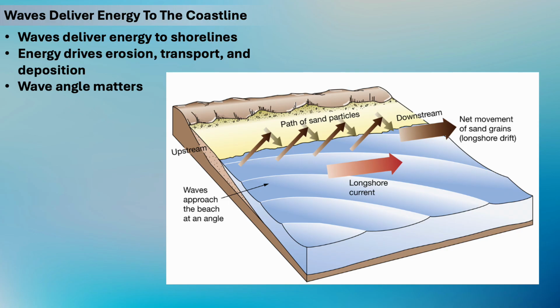From a broader perspective, this is why coastlines respond so strongly to changes in wave climate. A shift in dominant wave direction, an increase in storm intensity, or a change in wave period can alter erosion and deposition patterns even if sea level remains constant. Coastlines are therefore sensitive indicators of changes in atmospheric forcing.